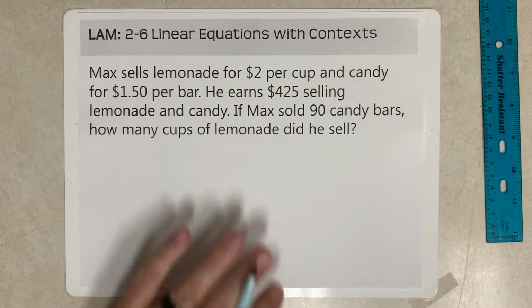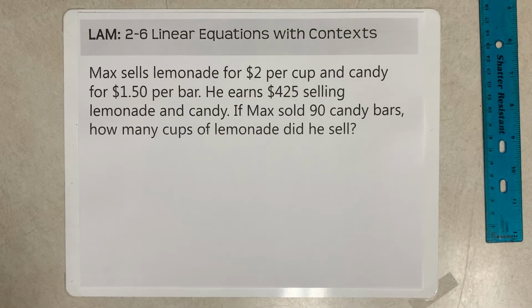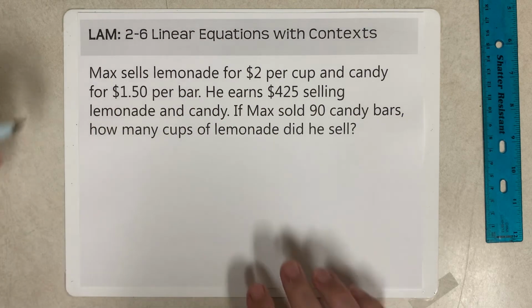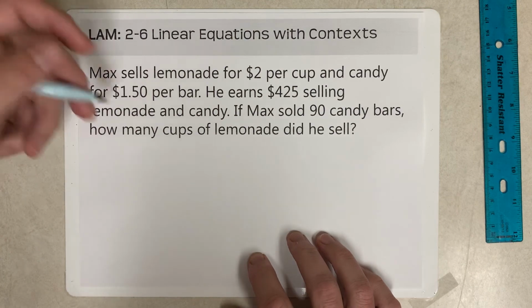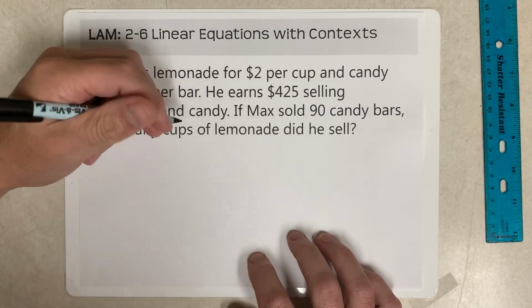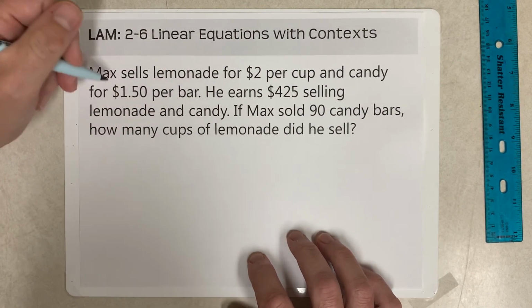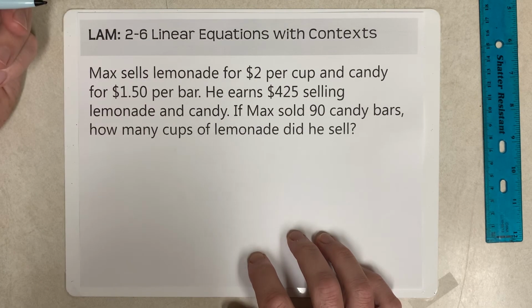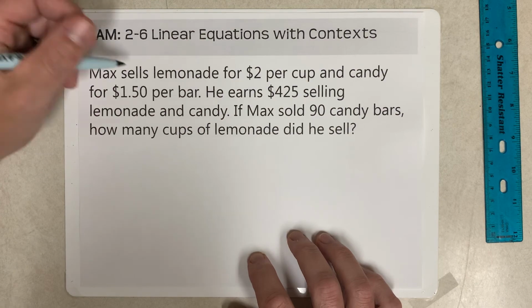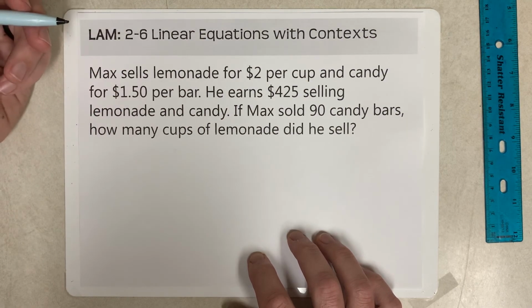Last example, Max sells lemonade for $2 per cup and candy for $1.50 per bar. He earns $425 selling lemonade and candy. If Max sold 90 candy bars, how many cups of lemonade did he sell? All right, so $2 per cup. So let's say 2C. And then we got, well, actually we got candy too. So I don't know if I can use the same variable twice. That's both C. Let's say L for lemonade.